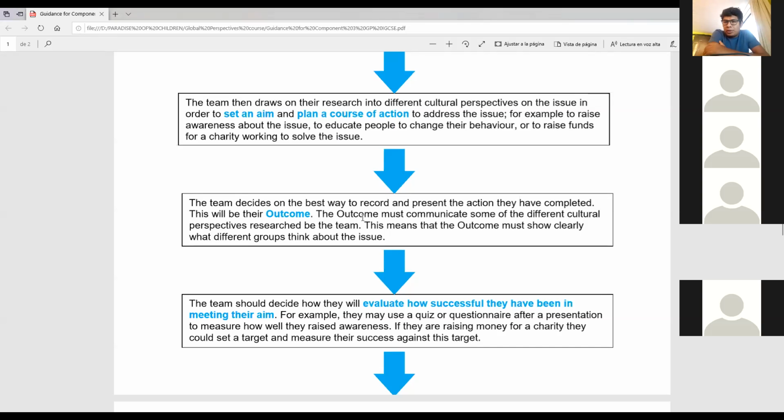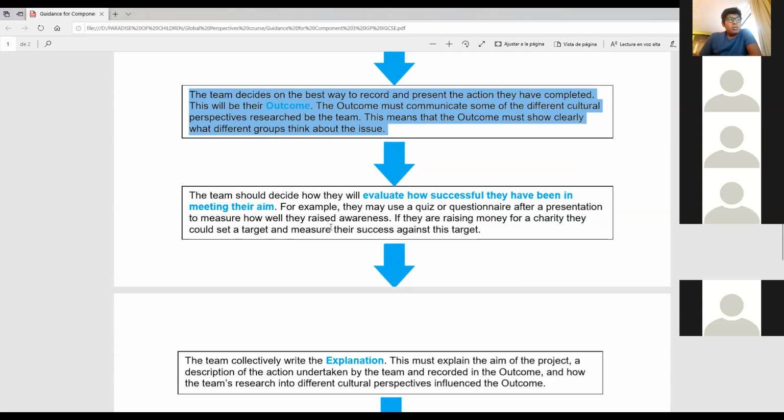It is very important that the outcome is directly related to what you have done. It has to really show your work, and it has to really address the specific issue you want as an objective. Okay. After you have done the outcome, which is the hardest part of the work of the team project, you have to decide how you will evaluate successfully that you have completed your aim.